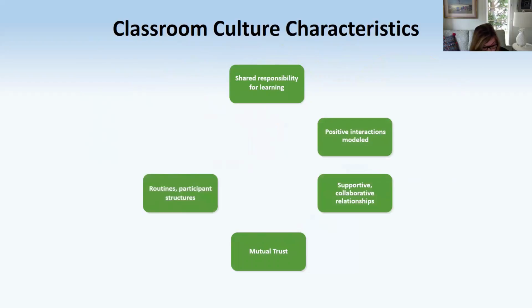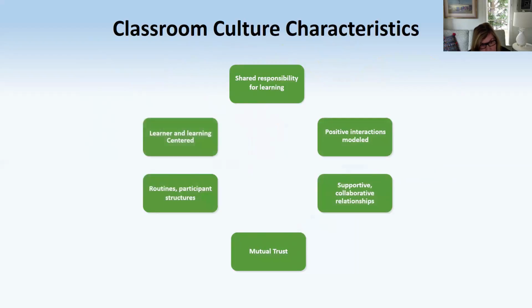And one of the ways to build that mutual trust is through establishing clear routines and participant structures. When you want students to talk, the structures that you put in place to enable turn taking and each student having an equal opportunity to engage in the discussion and contribute to the group's thinking. So the idea of routines that are consistent and participant structures really underscores and underpins so much of what I've already talked about, the interactions, the relationships, and the mutual trust, and that shared responsibility.